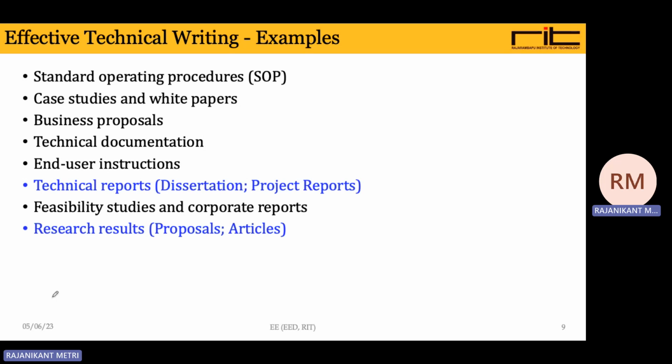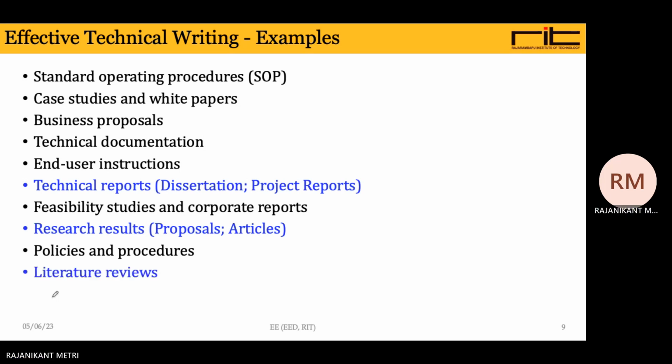Research results. Once the research is carried out, then you can prepare the articles for conferences and present them, or the articles or manuscripts for the journals, or the articles for funding proposals, or for various government agencies. Then policies, preparation of policies and procedures, is also a part of technical writing. Then literature reviews or review papers are also one kind of technical writing, and API documentation.